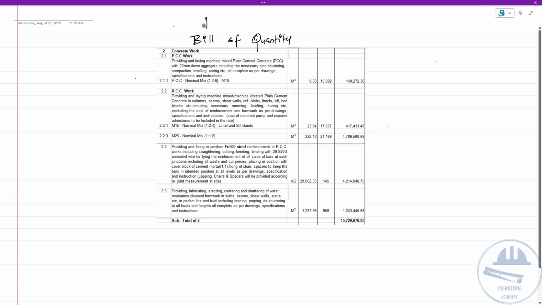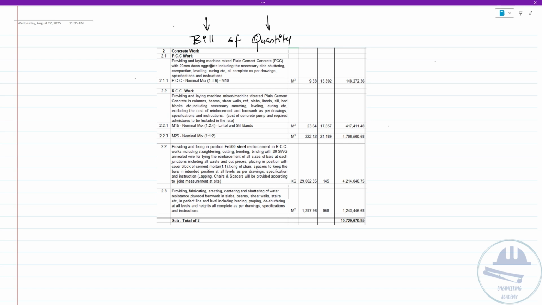So it's a bill. So basically it's the list of all the things that will be done in this project, and it is the list of what? All the quantities. Okay, it's the list of all the quantities. This is over here a part of a real BOQ.